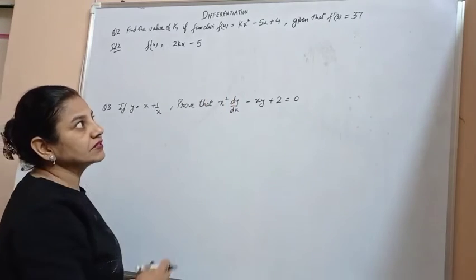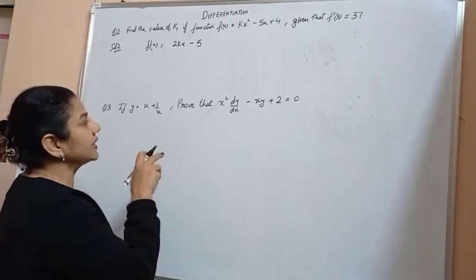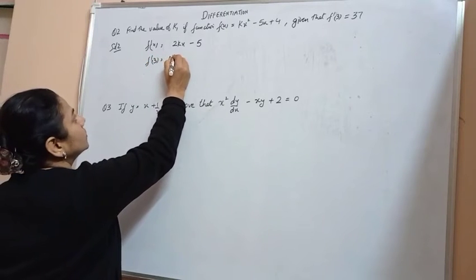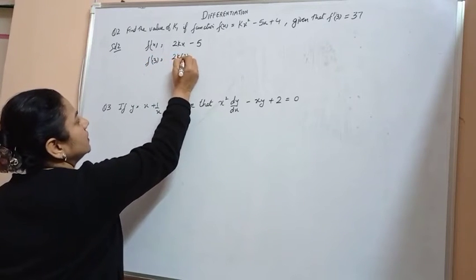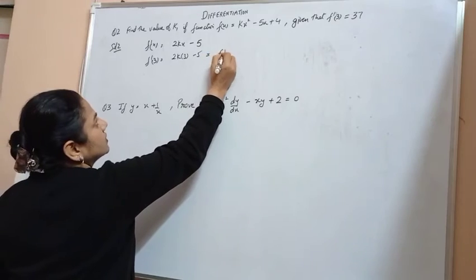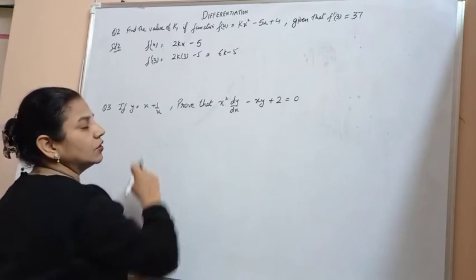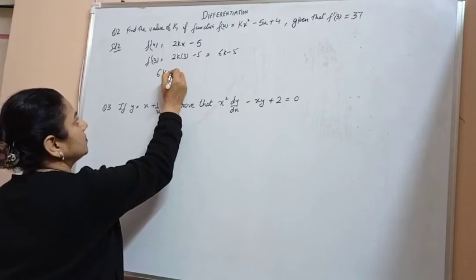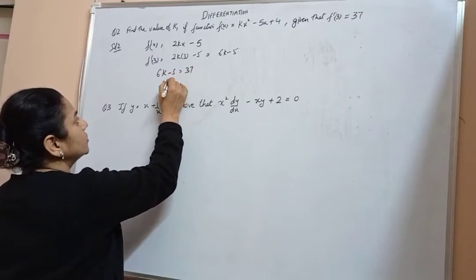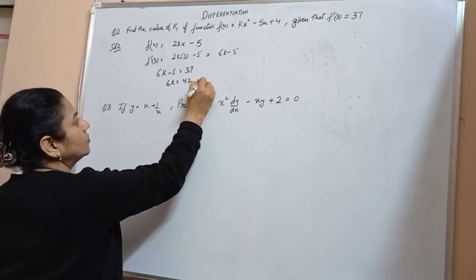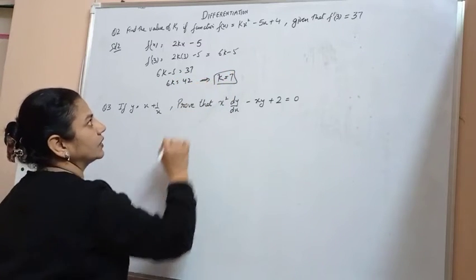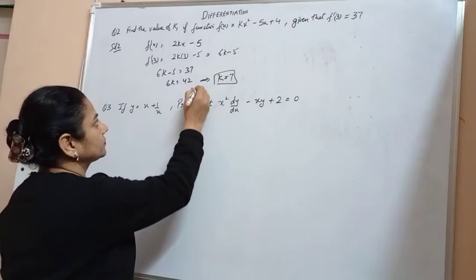The value of f dash 3 is 37. So wherever there is x, we put 3. To get the value of f dash 3, it is equal to 2k times 3 minus 5, which is equal to 6k minus 5. And the value of f dash 3 is given as 37. So we have the equation 6k minus 5 is equal to 37. So 6k is equal to 42, which implies the value of k is 7. So the value of k is 7.